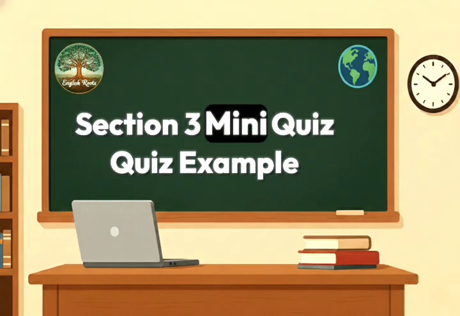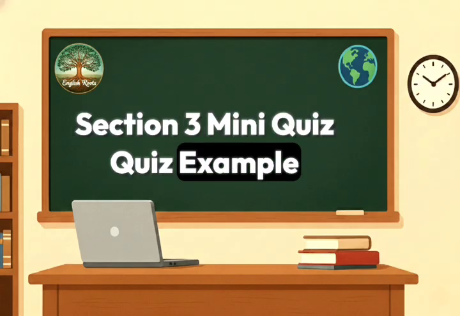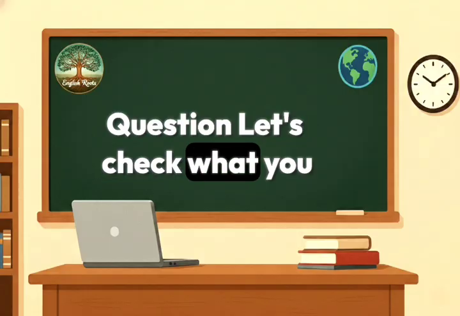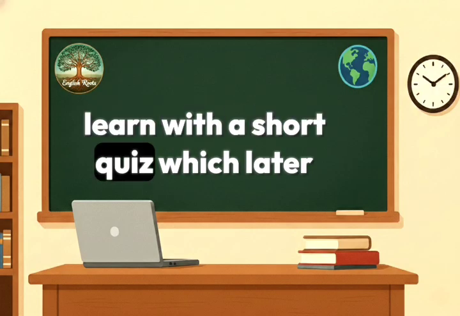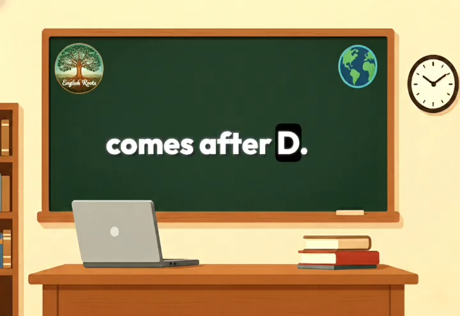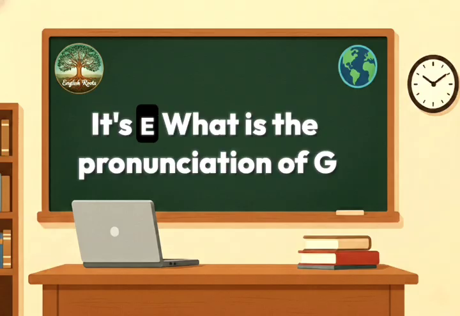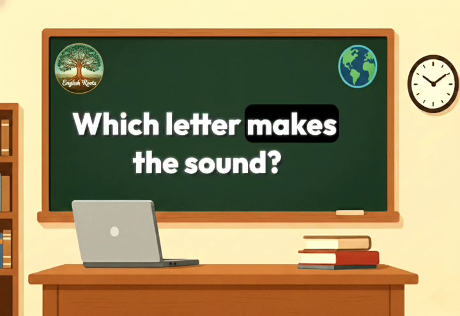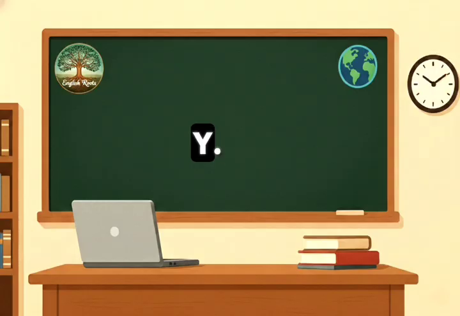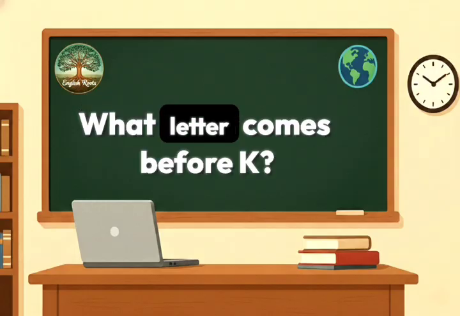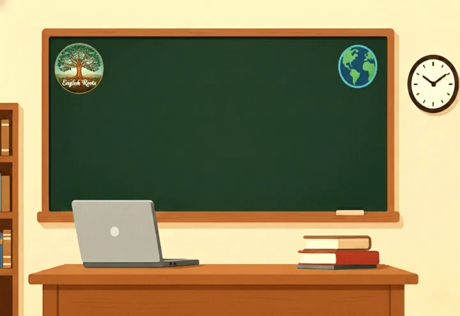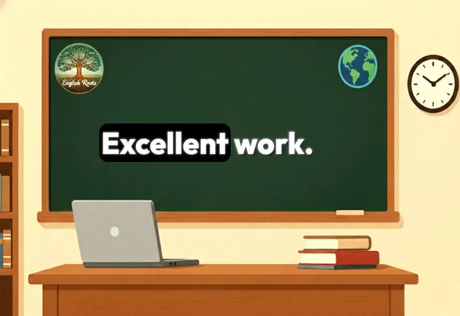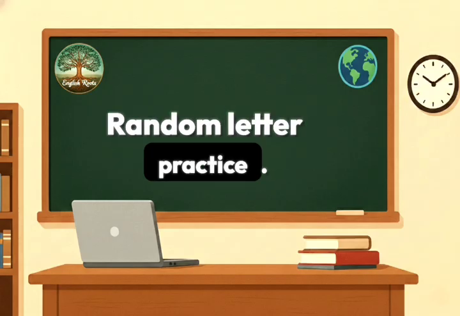Section 3. Mini quiz. Quiz example question. Let's check what you learned with a short quiz. Which letter comes after D? It's E. What is the pronunciation of G? J. Which letter makes the sound Y? Y. What letter comes before K? J. Excellent work.